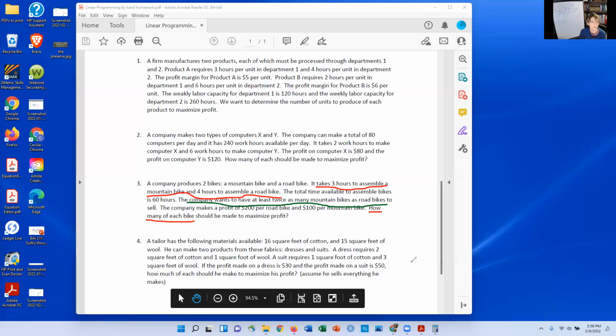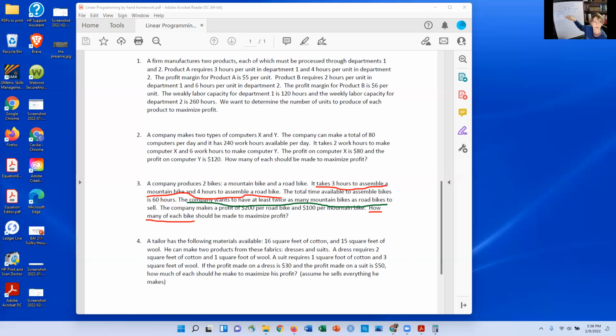Sometimes you don't have information that's going to go into a table as relevant information like that. Instead, you might have a relationship between the variables, and that's what happens in this case. So here we see that the company wants to have at least twice as many mountain bikes as road bikes. What does it want to have more of? Mountain bikes, and mountain bikes is X.